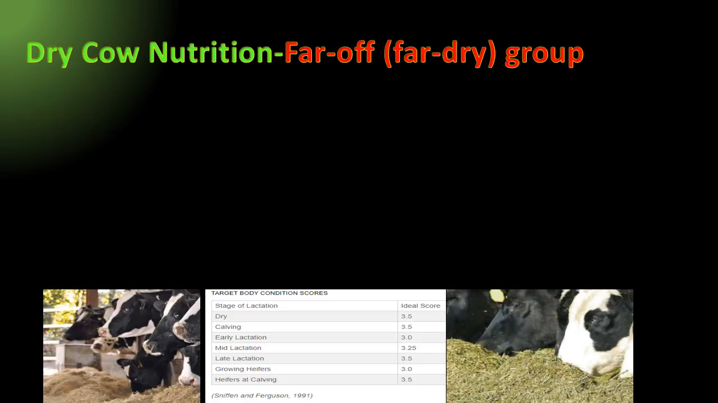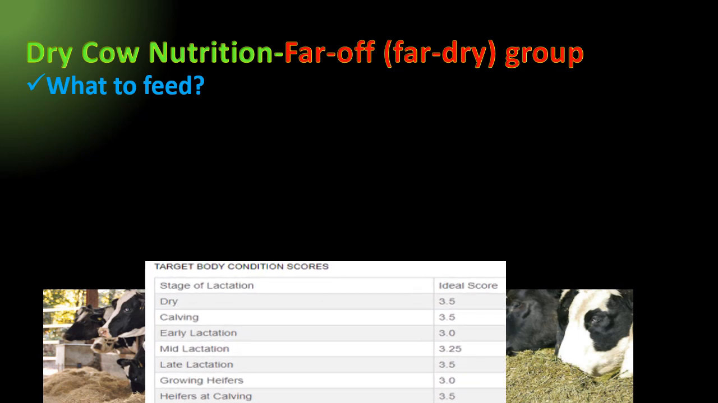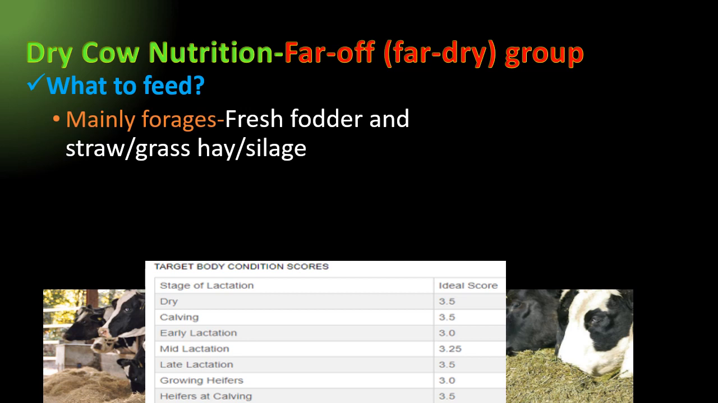So during far off or far dry, what should be fed to the animal, as this period is from 60 to 21 days prior to calving? The diet fed to these cows will consist primarily of forages. It might be corn silage, it might have some straw, grass, hay, silage. Diets fed to the far off group can be of lower energy density than those given to the close up group, because at this time the objective is to control the level of energy supplied in order to prevent the cow from getting too fat.